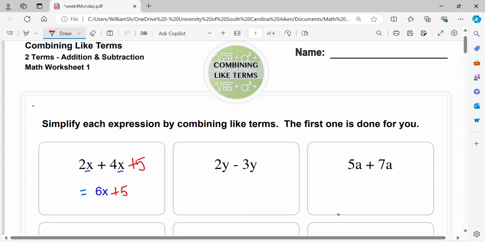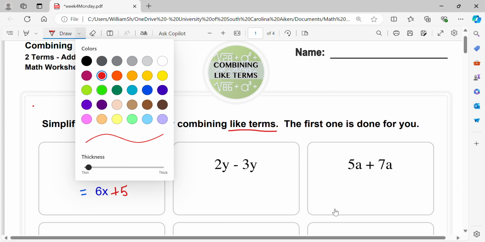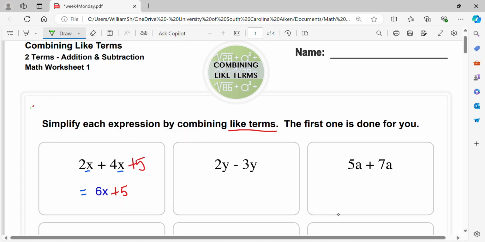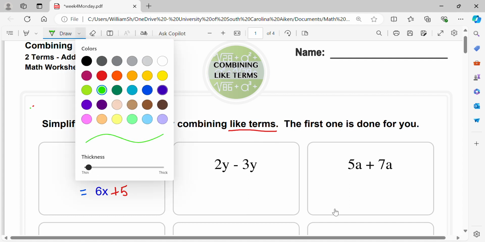Okay, so we can combine like terms, and what we mean by like terms is that the terms themselves have something alike in them, aka the variable is alike, or either they don't have a variable at all and then they can be combined. Okay, so let's look at some more examples, kind of get in the flow of what we're doing.